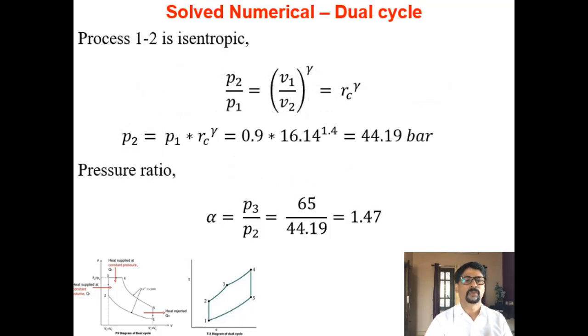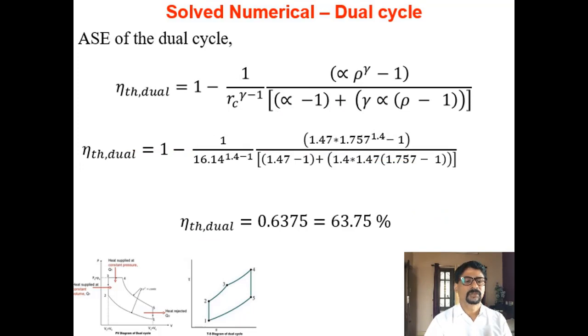You know process 1 to 2 is isentropic. So P2 by P1 is equal to V1 by V2 to the power gamma, which is nothing but RC to the power gamma. So P2 is equal to P1 into RC to the power gamma. Substitute for P1, 0.9 bar, RC is 16.14, gamma is 1.4. You'll get P2, the pressure at the end of the compression process, as 44.19 bar. Therefore you can find the pressure ratio alpha, which is nothing but P3 by P2. So 65 by 44.19, you'll get it as 1.47.